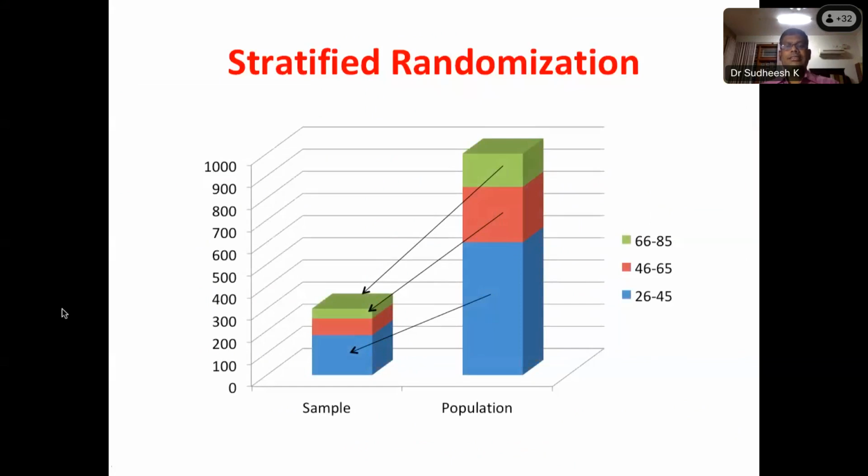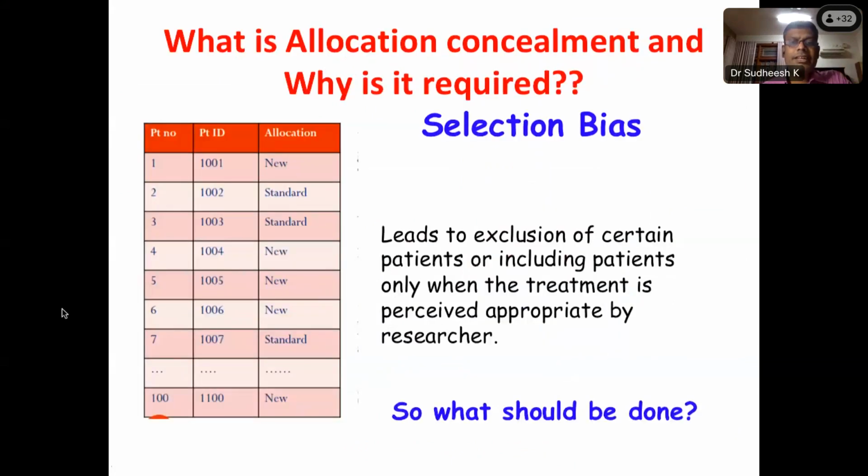This is an example of stratified randomization, already explained. Now, once we do a randomization, next is allocation concealment. What do you mean by allocation concealment and why is it needed? Basically, whenever we do a study, let us say, I'll just take the previous example, fracture neck of femur, posted for femur surgery. I'm trying to study the efficacy of femoral nerve block.